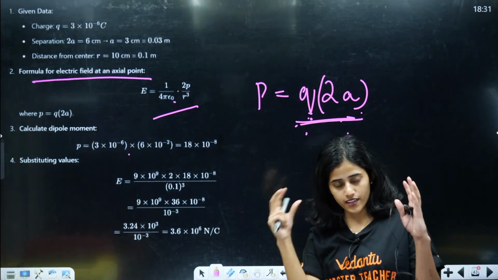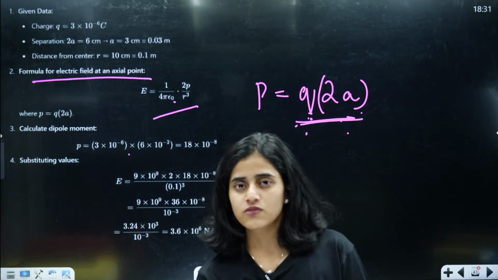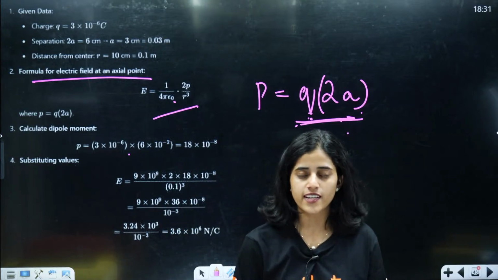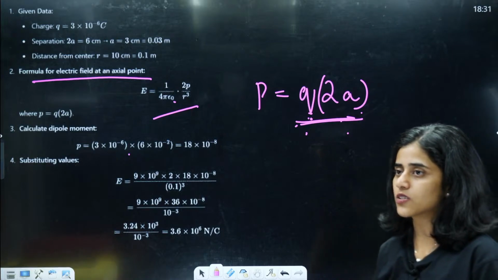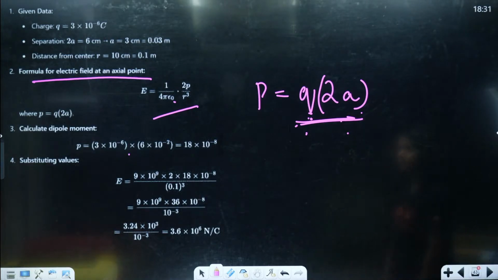So whenever there are dipoles, it's always separated by a distance of 2A. That is done for the easiness of doing derivations. So if you've done the derivations for this, you'll realize why it is 2A. Yes, the answer is B. Very good. Pratish. It is B.